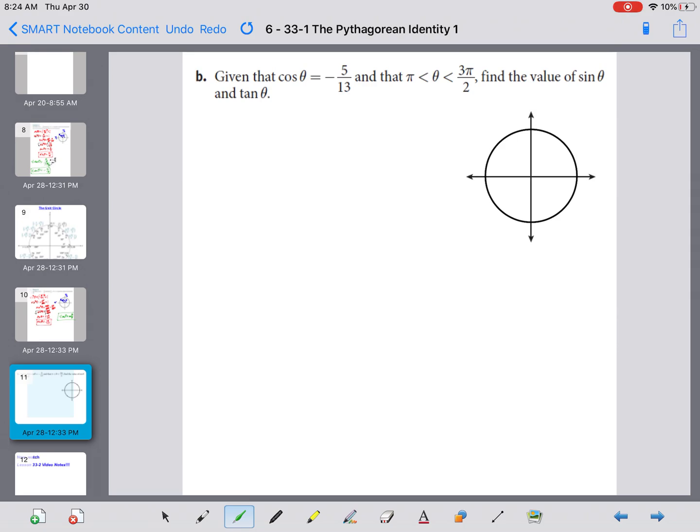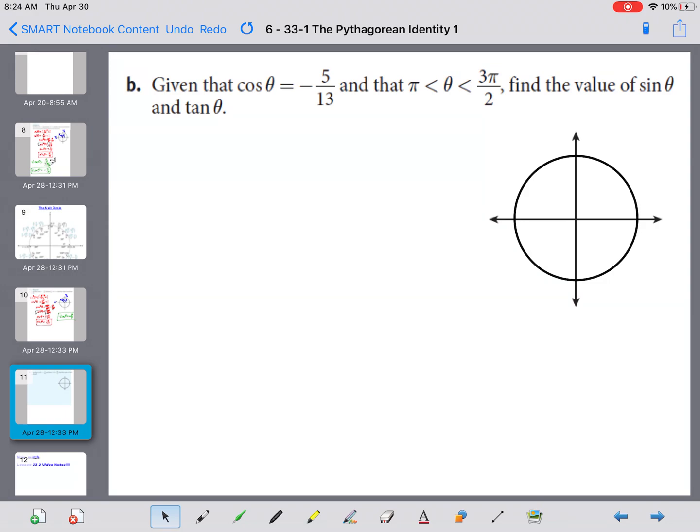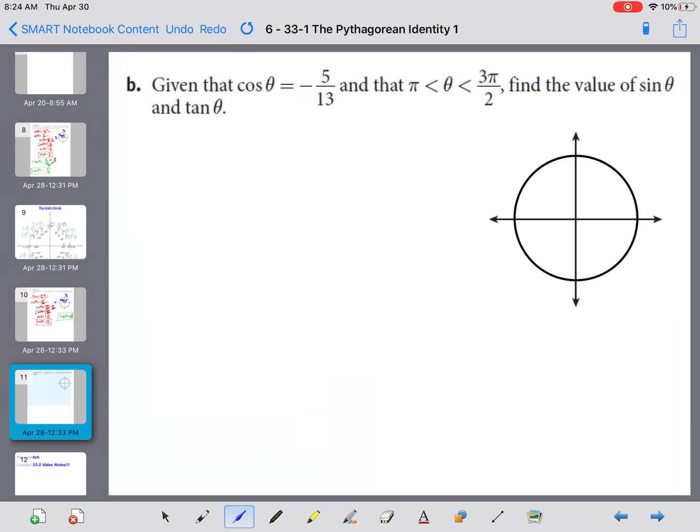Okay, last one, take a quick second. This one's a little different. See if you can figure out which quadrant this is in and use the Pythagorean identity to find the missing values. Okay, so cosine of theta equals negative 5/13, and this angle is between pi and 3 pi over 2. So now we're down here in quadrant 3 somewhere. Don't know where, don't know the angle, but we know the cosine is negative 5/13.